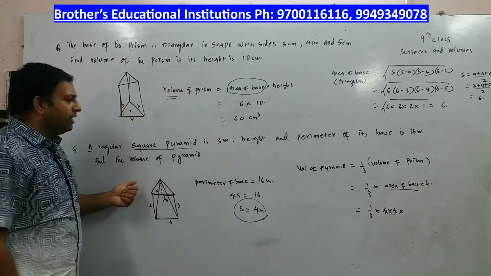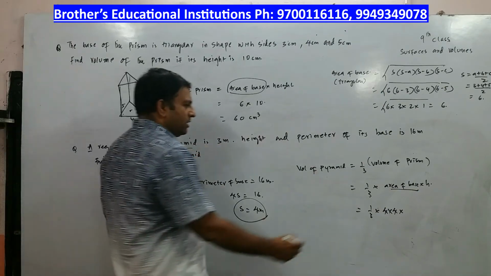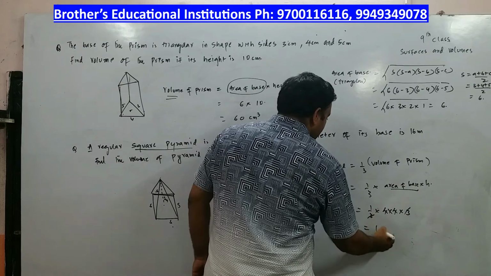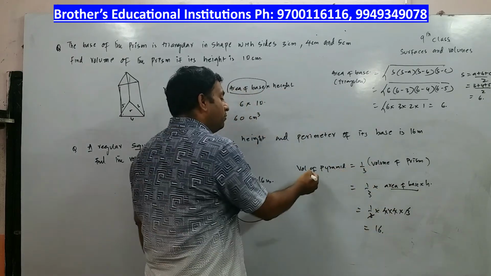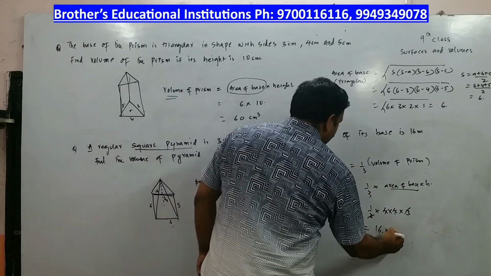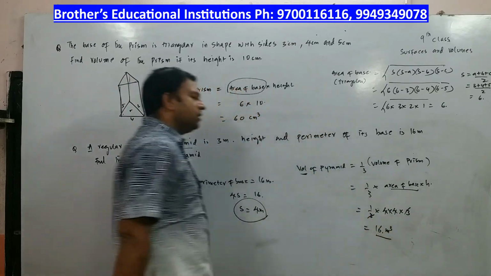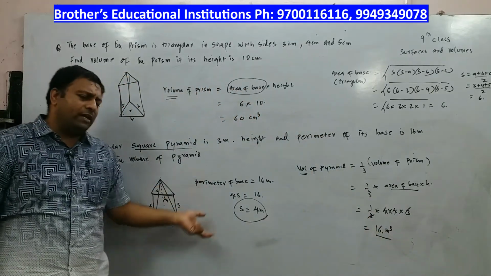What is the height mentioned here? Height of the pyramid is 3 meters. So I will write into 3. 3 cancel. It is 16. Now 16 what? You are dealing with volume. So 16 centimeter or meter? 16 meter cube is the volume of the pyramid. So it is a very simple question.